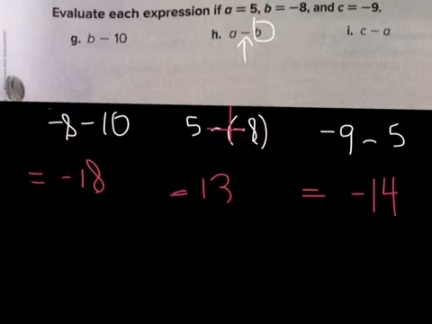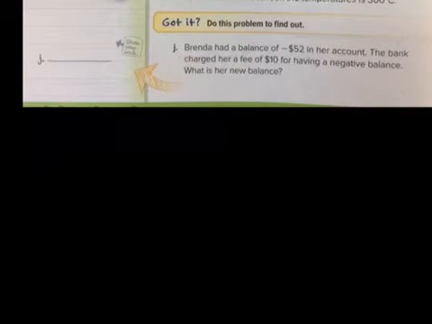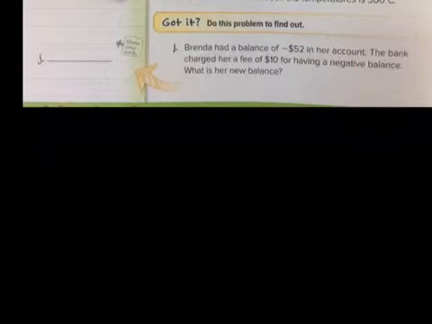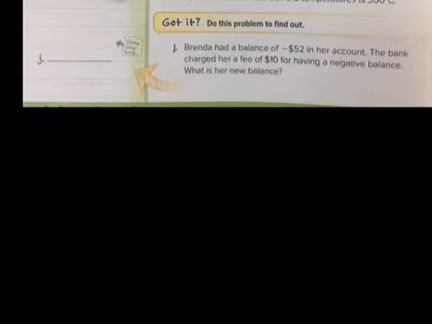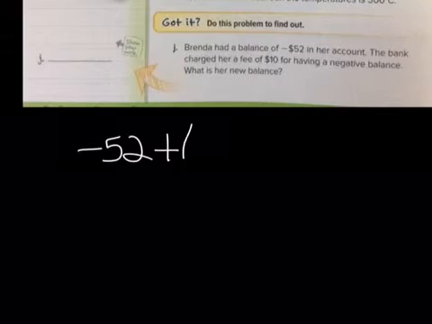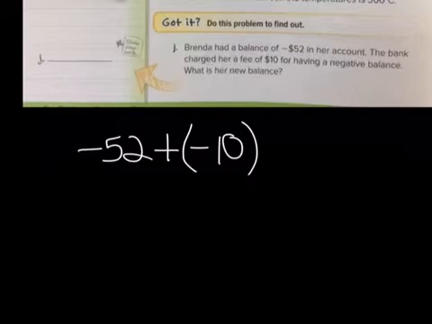Okay, let's try the word problem on page 218. Okay, Brenda had a balance of -$52. That means she owes the bank $52 in her account. The bank charged her a fee of $10. This means she's losing another $10 for having a negative balance. What is her new balance? So she has, let's just draw it out here. She has -$52 in her bank account. And then her bank charged her another $10, and I put a negative sign because they're charging her that. They're taking that away. It's more money that she's losing. What is her total balance?